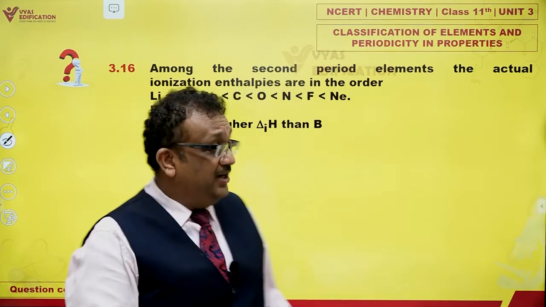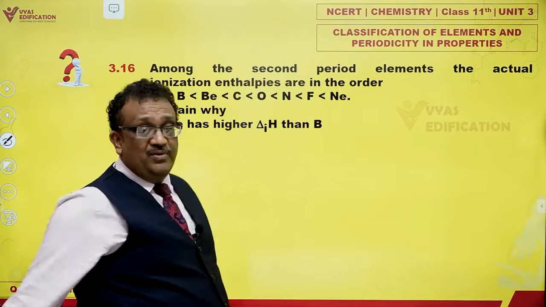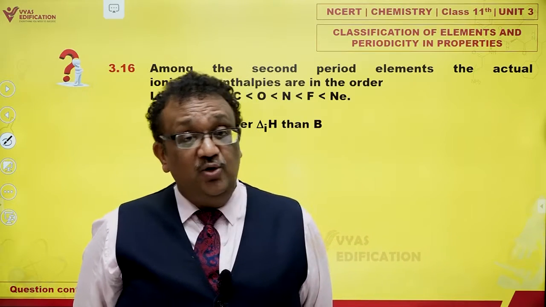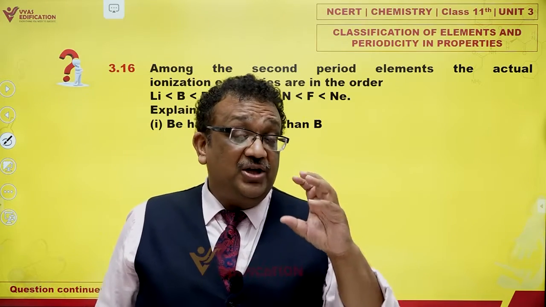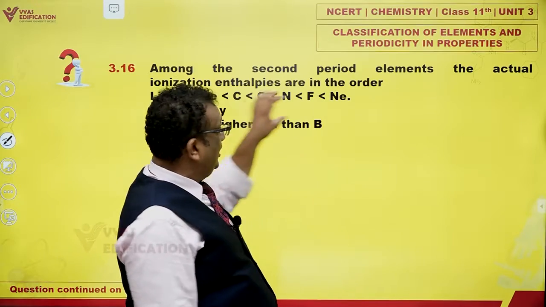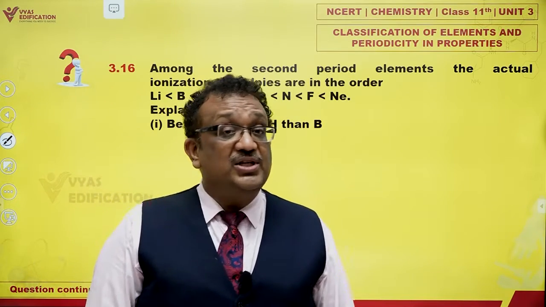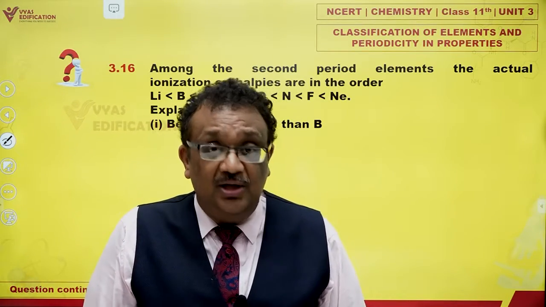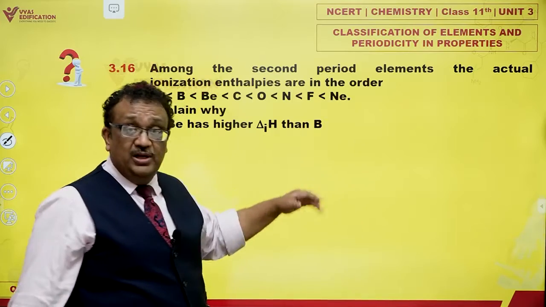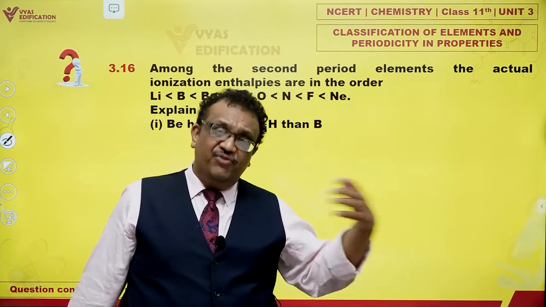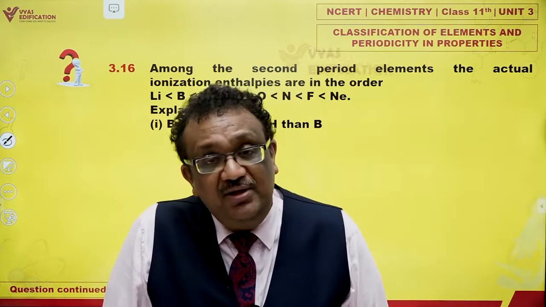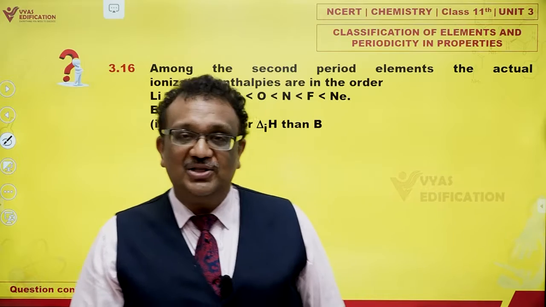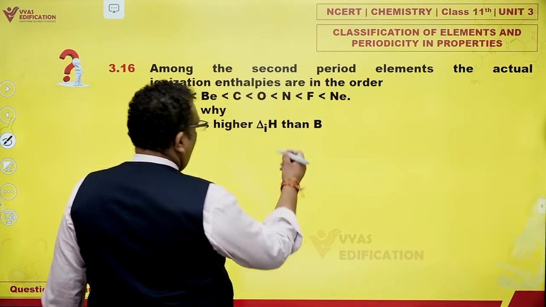First of all, you have to appreciate that on moving across the period from left to right, size decreases. As size decreases and nuclear charge increases, attraction because of nucleus is increasing across the period, so ionization energy is expected to increase because you are pulling away the electron against the electrostatic attraction. So if there are more protons in the nucleus, they are attracting more strongly, so it is very much expected that ionization energy should increase, and it does. But does it increase very regularly? No. There are slight differences, like this is the trend.